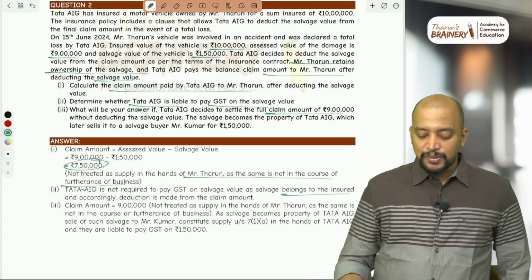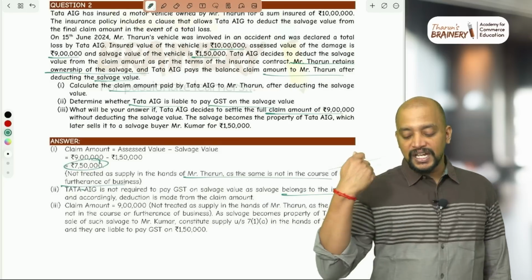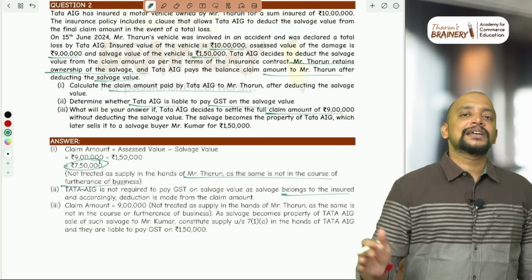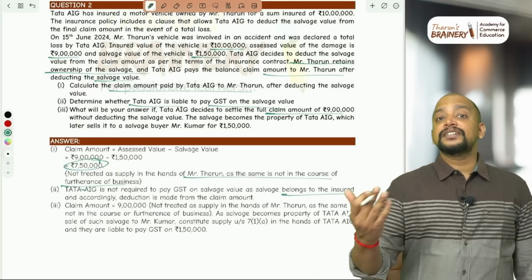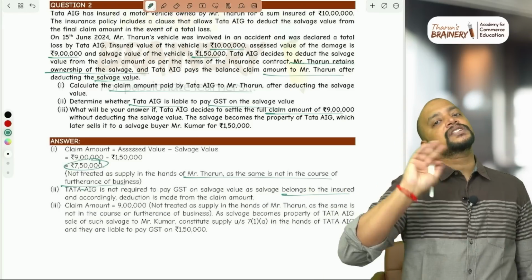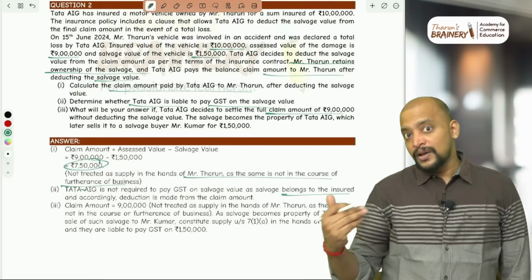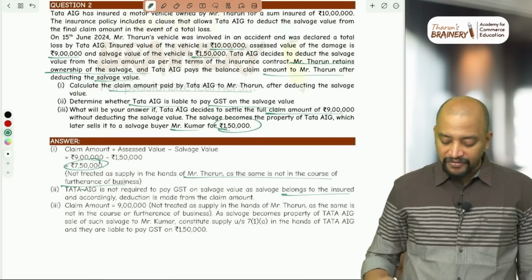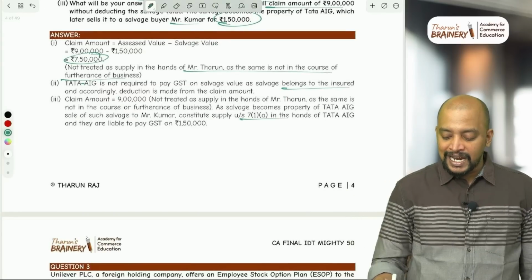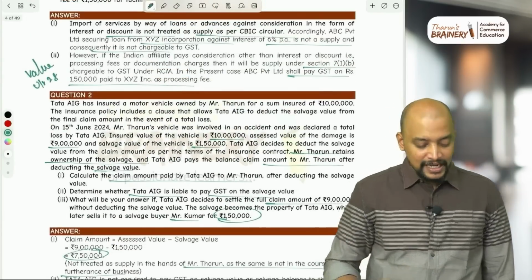The salvage becomes the property of Tata AG, which later sells it to a salvage buyer. Now suppose they give the entire 9 lakhs, so that 9 lakhs cannot be treated as consideration in the hands of the insured, but the salvage is now owned by the insurance company. When the insurance company sells that particular salvage, in that case they will pay GST on that 1,50,000 rupees. So they are selling it to Mr. Kumar for 1,50,000, so that will become supply in the hands of the insurance company. Okay, so that is the answer for this second question.